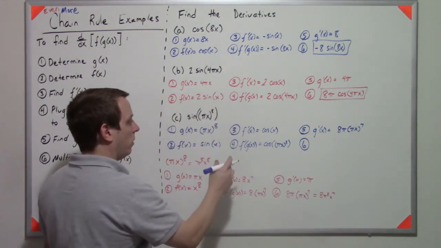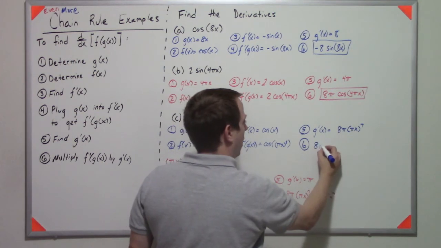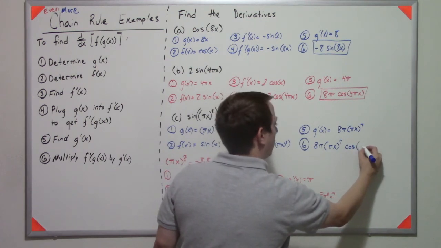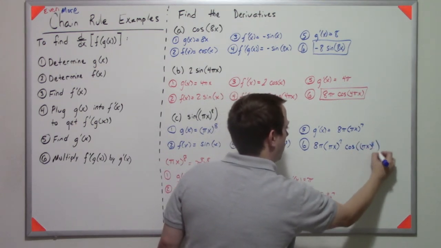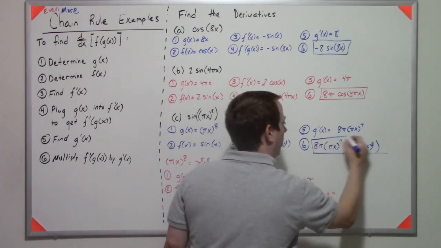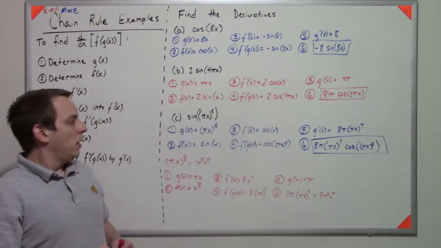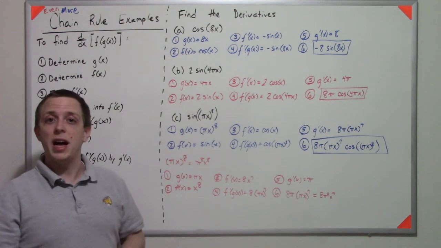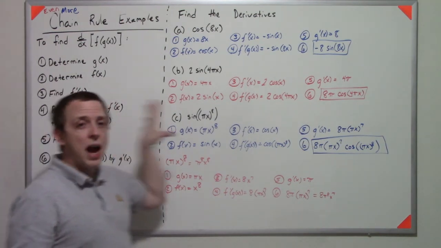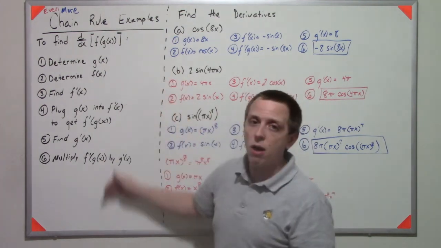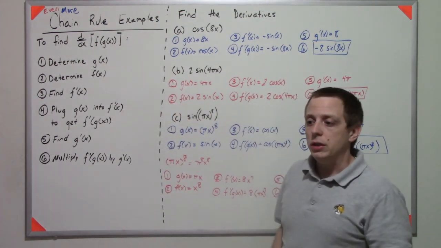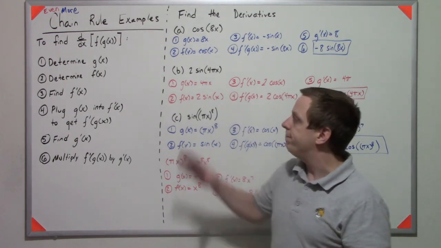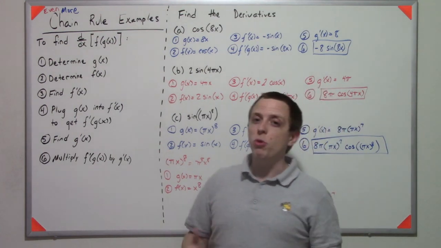So my final answer is this times that. So 8 pi x to the 7th cosine pi x to the 8th. Does that feel satisfying? Maybe it should, maybe it shouldn't, I don't know. But this is how you apply the chain rule. You just follow the algorithm, it works out. Why it works is a little more tricky, but trust me for now, as you move on, we'll get more into it.